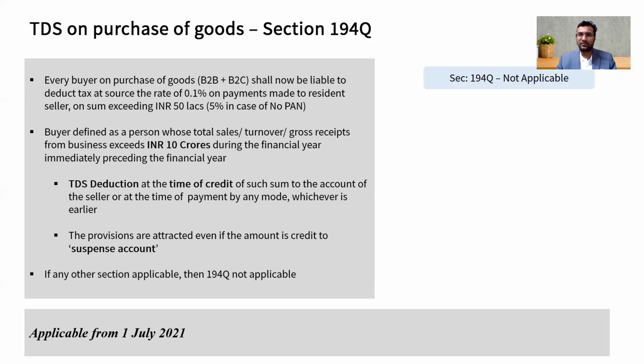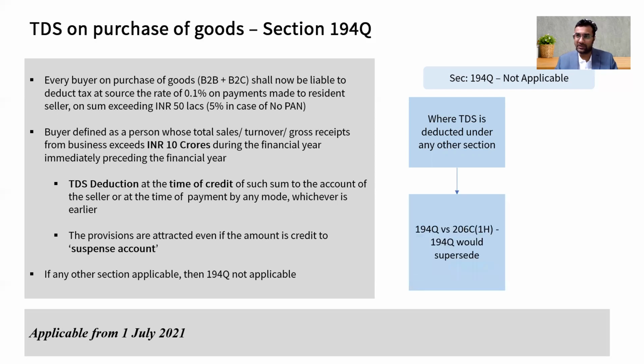Beg your pardon, there's some problem in the slide. Yeah. So where TDS is deducted under any other section. Suppose TDS is deducted already under section 194, 194C, 194H, 194J, suppose 192. In that case, section 194Q would not be applicable. Suppose you have a scenario where you are standing at a crossroad between 194Q and 206C1H. 206C1H is the section of the TCS on goods, then 194Q would automatically supersede in that event.